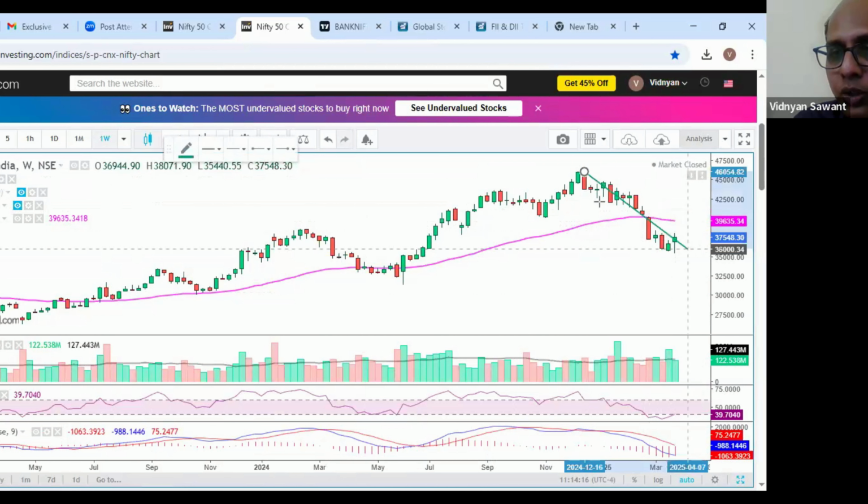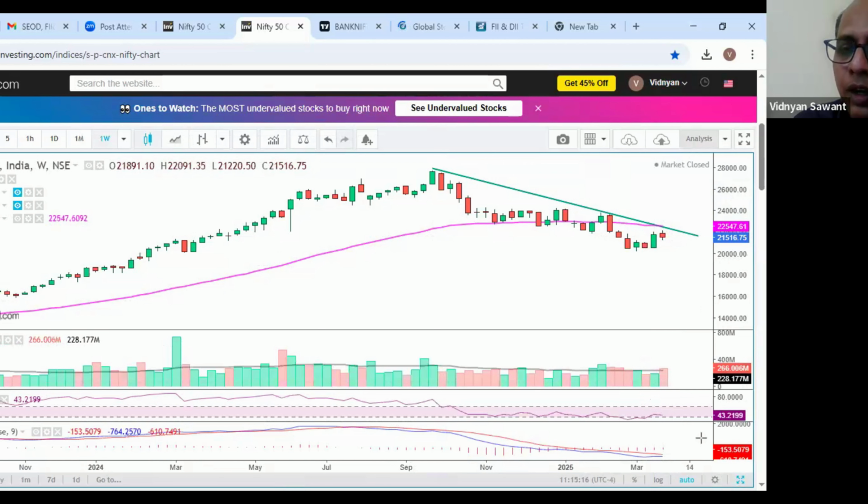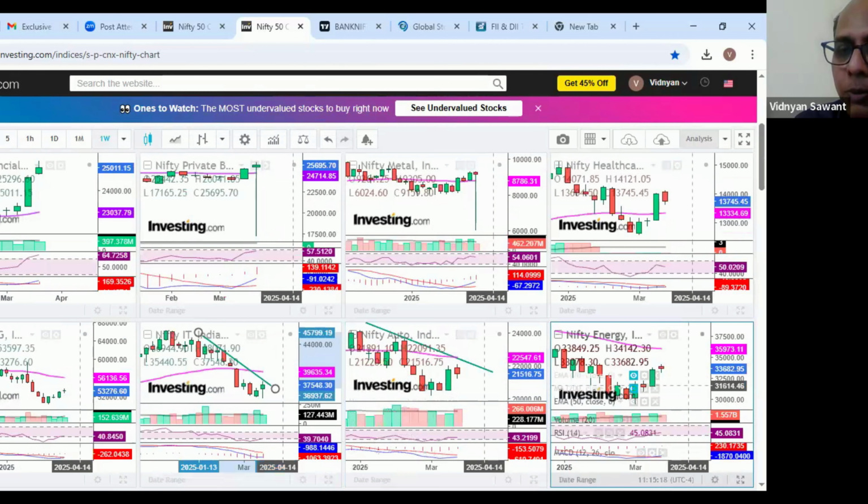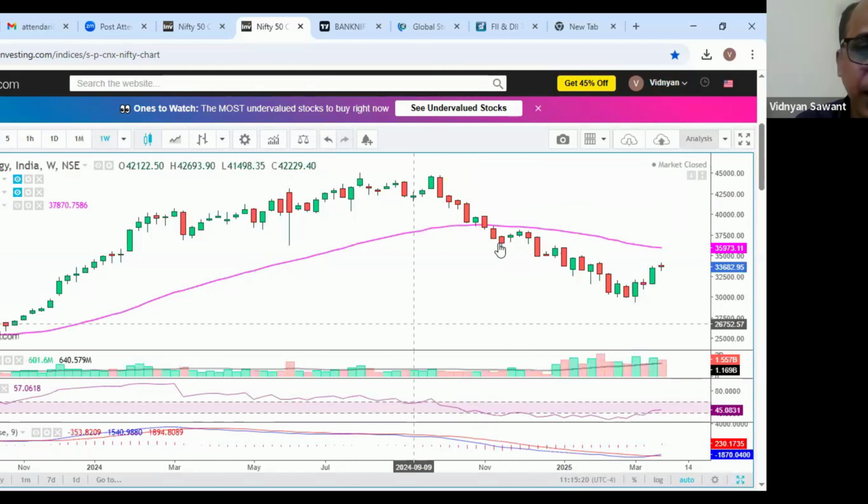The next underperforming sector would be Nifty Auto. Here also we can see a clear-cut downward move in Nifty Auto, and the RSI, the relative strength of Nifty Auto, is near its 40 level and moving in the downward territory. Clear-cut underperformance in the auto sector. And lastly, the bearish sector would be energy.